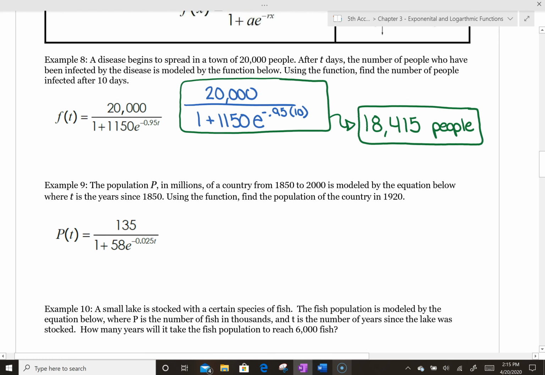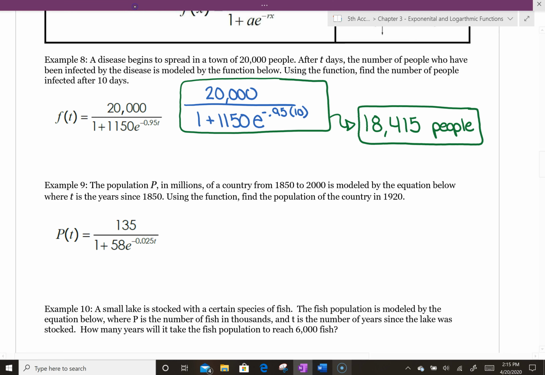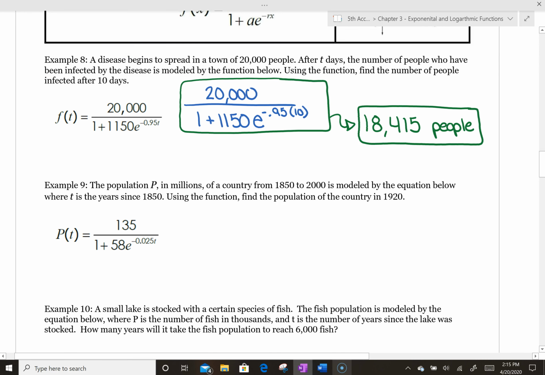So example 9 says the population P in millions of a country from 1850 to 2000 is modeled by the equation below, where T is years since 1850. Using the function, find the population of the country in 1920. So what is the years difference between 1850 and 1920? Hopefully you said 70.